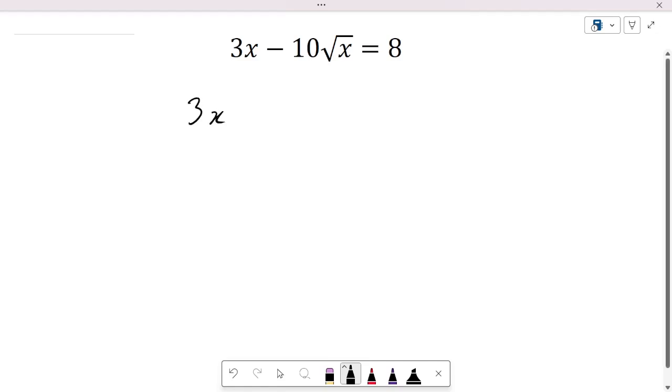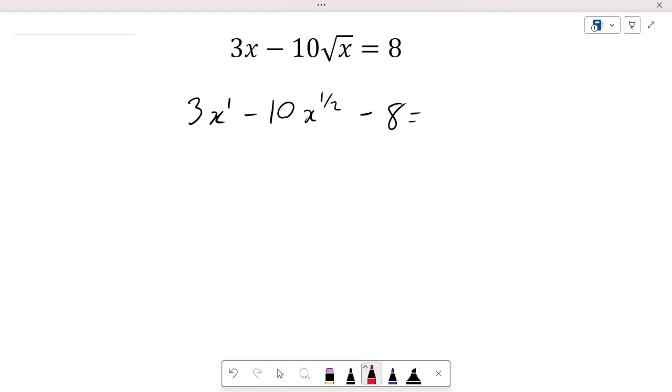So we have 3x minus 10, and let's write this third as its exponential form. It's going to be x to the power of a half, right? Is equal to 8. And let's actually just write it in a quadratic form, something that looks like a quadratic. And what we know is that this exponent is 1. So what do we notice about these exponents over here?